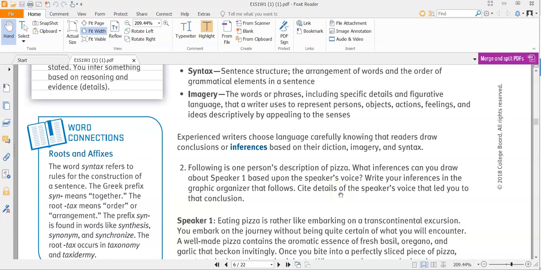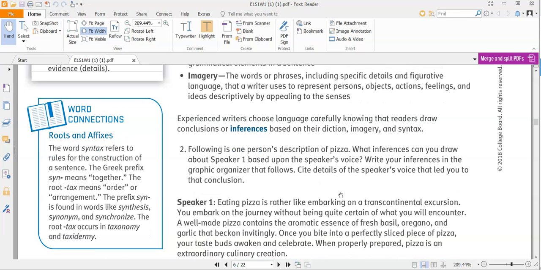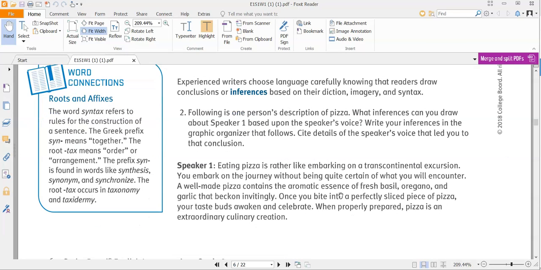So, following is one person's description of pizza. What inferences can you draw about speaker 1 based upon the speaker's voice? Write your inferences in the graphic organizer that follows. Cite details of the speaker's voice that lead you to that conclusion. So I'm going to do this one with you, and then there I think are 3 more that I'm going to ask you to do independently using the way that I'm showing you how to do it, okay? So speaker 1. Eating pizza is rather like embarking on a transcontinental excursion.